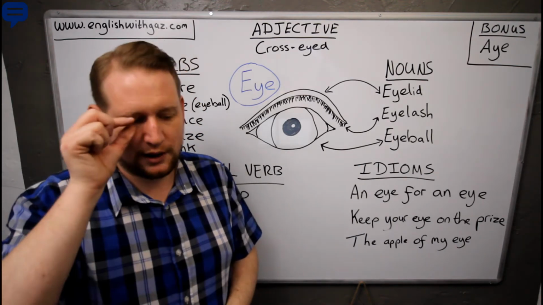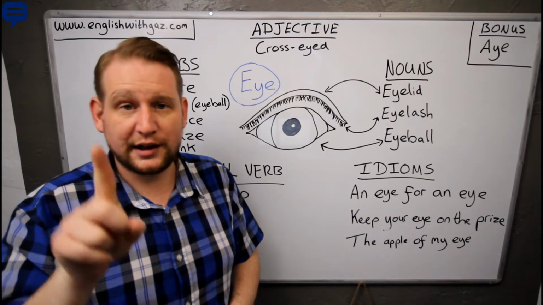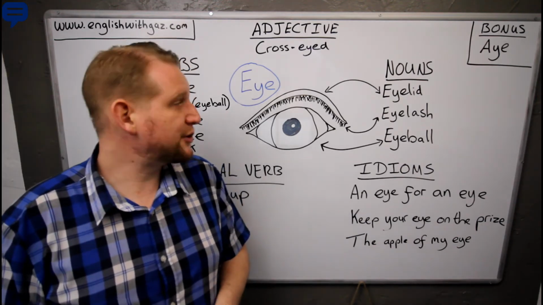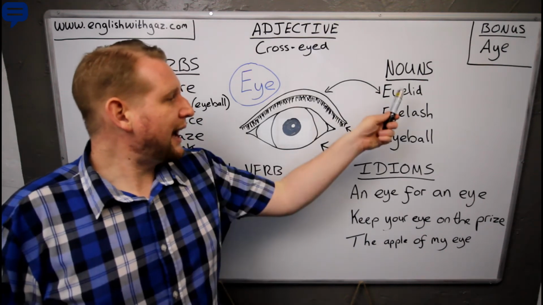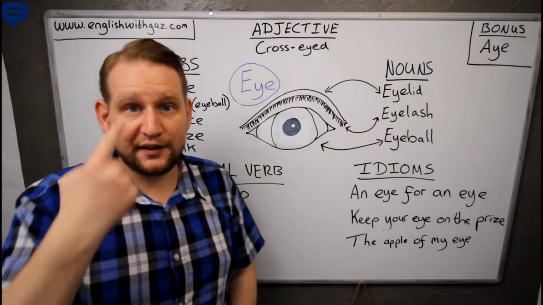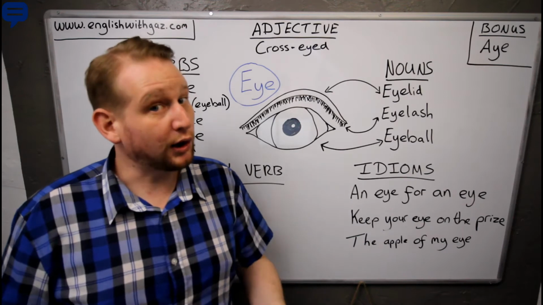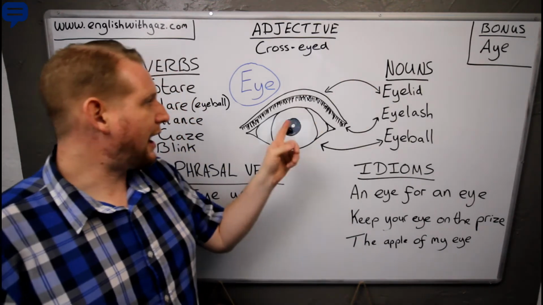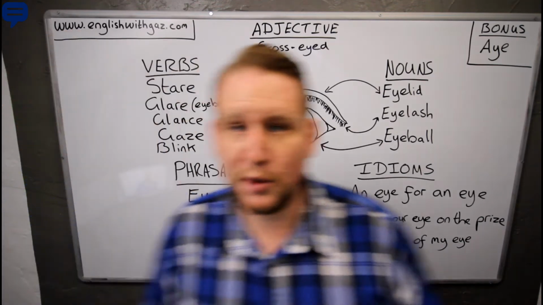Some people, if they get an eyelash on their finger, they like to make a wish. It's a superstition in the UK. So we've got eyelid, eyelash, and of course in the middle of our eye is our eyeball. So there we go, 3 nouns connected to the word eye. Let's take a look. I'll just move over here so you can see.